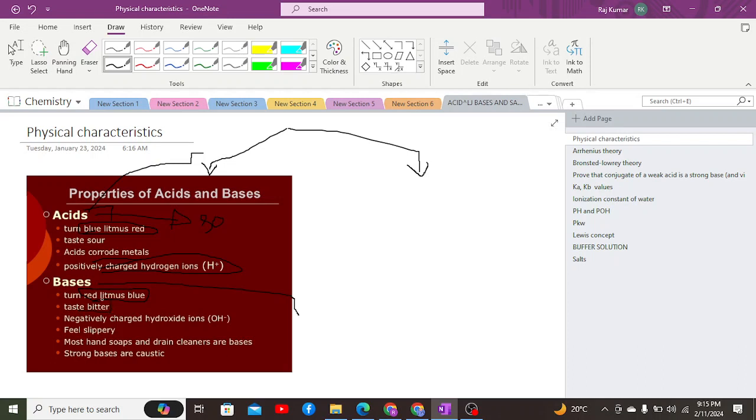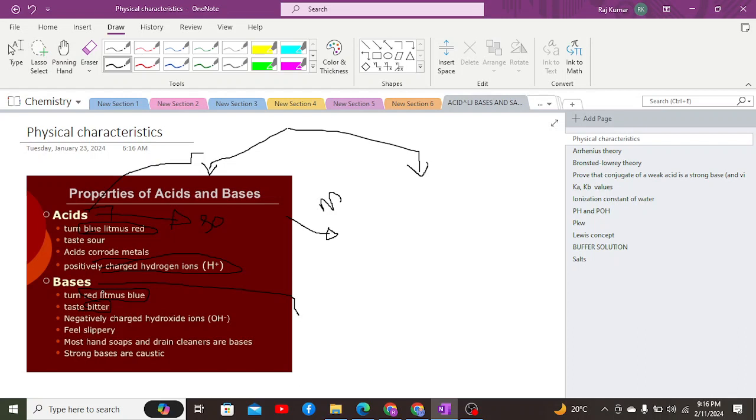They taste bitter. Examples of acids are very common, such as malic acid, which is found in apples and pears, and formic acid, as well as tartaric acid, which is found in grapes, as well as citric acid found in lemon, ascorbic acid, orange, lemon. So these are certain types of acids.